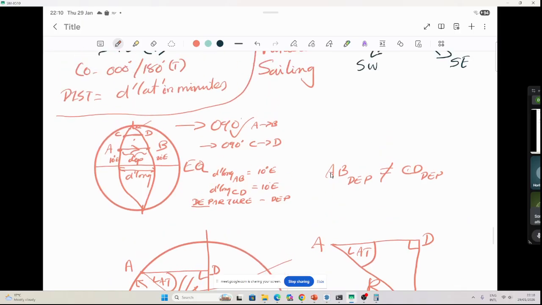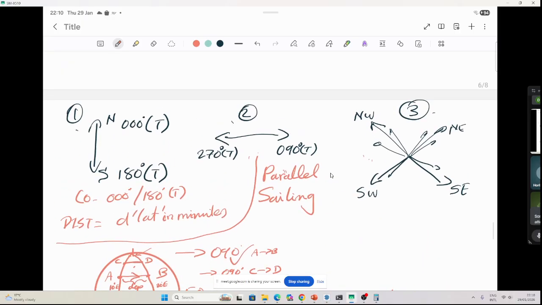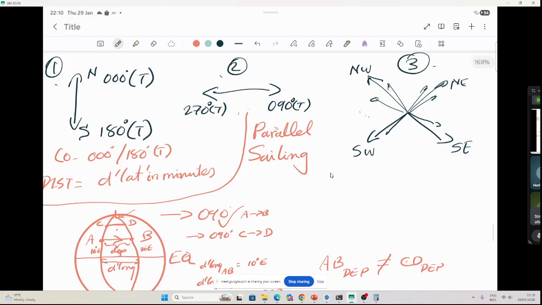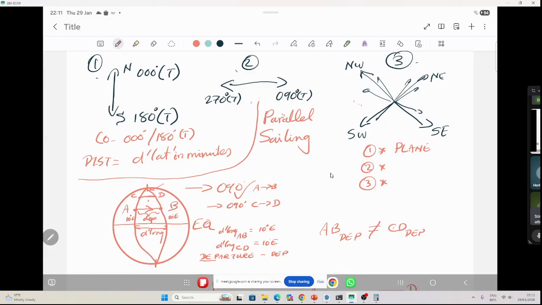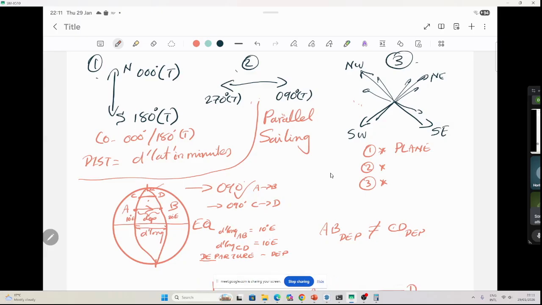Yes, sir. Right. Now we'll go back to third one. Then third එකේ course and distance හොයන්න මෙච්චර සරල නෑ. It is complicated. There are three methods to find the course and distance in third type. First method is called plain sailing. Second method is called Mercator sailing. Third method is called Great Circle sailing.